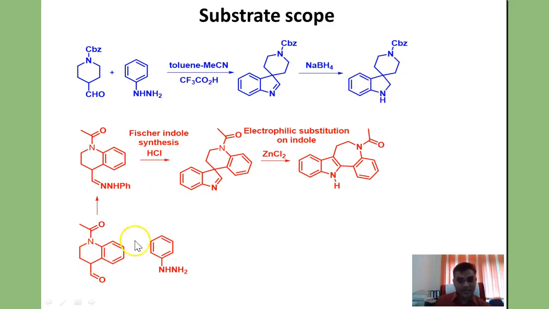Similarly, the second example is here also. Only one indolizable hydrogen is present on this site. It forms this hydrazone, and when this hydrazone is subjected to Fischer indole synthesis, we get a spiro type of compound. This spiro-indole compound undergoes a rearrangement reaction using zinc chloride as a Lewis acid, and we get a 7-membered ring attached to this indole nucleus.